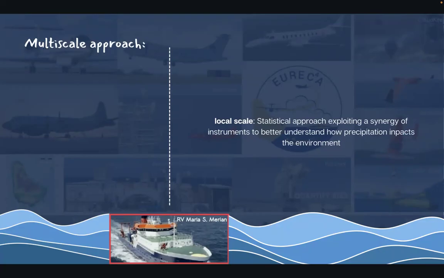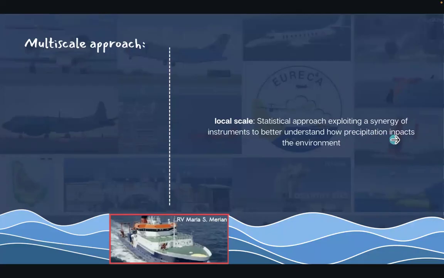So as I said before, we try to have a multi-scale approach. What does that mean? We were on the research vessel Maria S. Merian, as I said before, and from this ship, we could detect the local scale dynamics. So we collected observations continuously from this ship. I will tell you more about that in a moment. But we could then create a statistical approach to exploit all these instruments together to understand how the precipitation forms and impacts the environment below the cloud base.